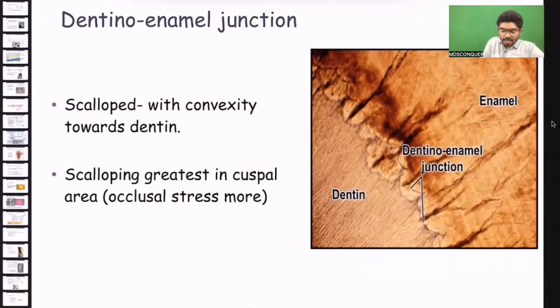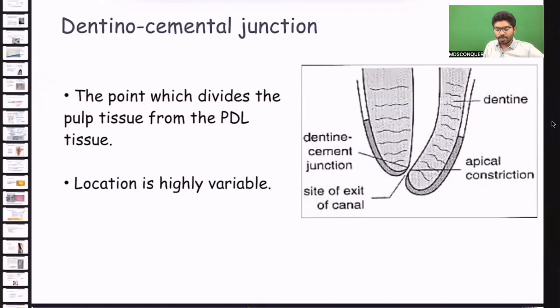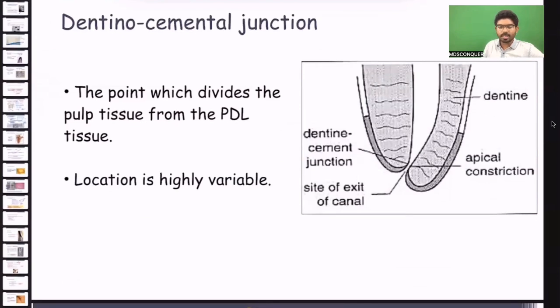Already discussed, the DEJ is scalloped with convexities towards the dentin, and the scalloping will be greatest in the occlusal areas, that is, the stress bearing areas. Coming to the next one, the dentinocemental junction. This is an area where the apical constrictor will be, where you are going to end your obturation. So this landmark is very, very important when you are doing obturation.